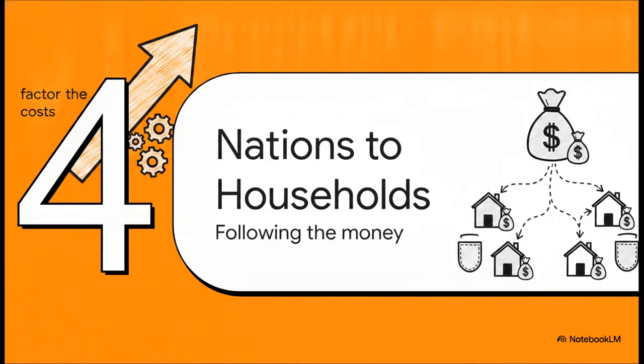All right, Section 4, from nations to households, following the money. We've built the big macroeconomic number, and we've isolated the true factor costs. But how does this massive aggregate filter down into the actual wallets of everyday citizens? Because a nation might look incredibly rich on paper, but that doesn't mean the households actually are.